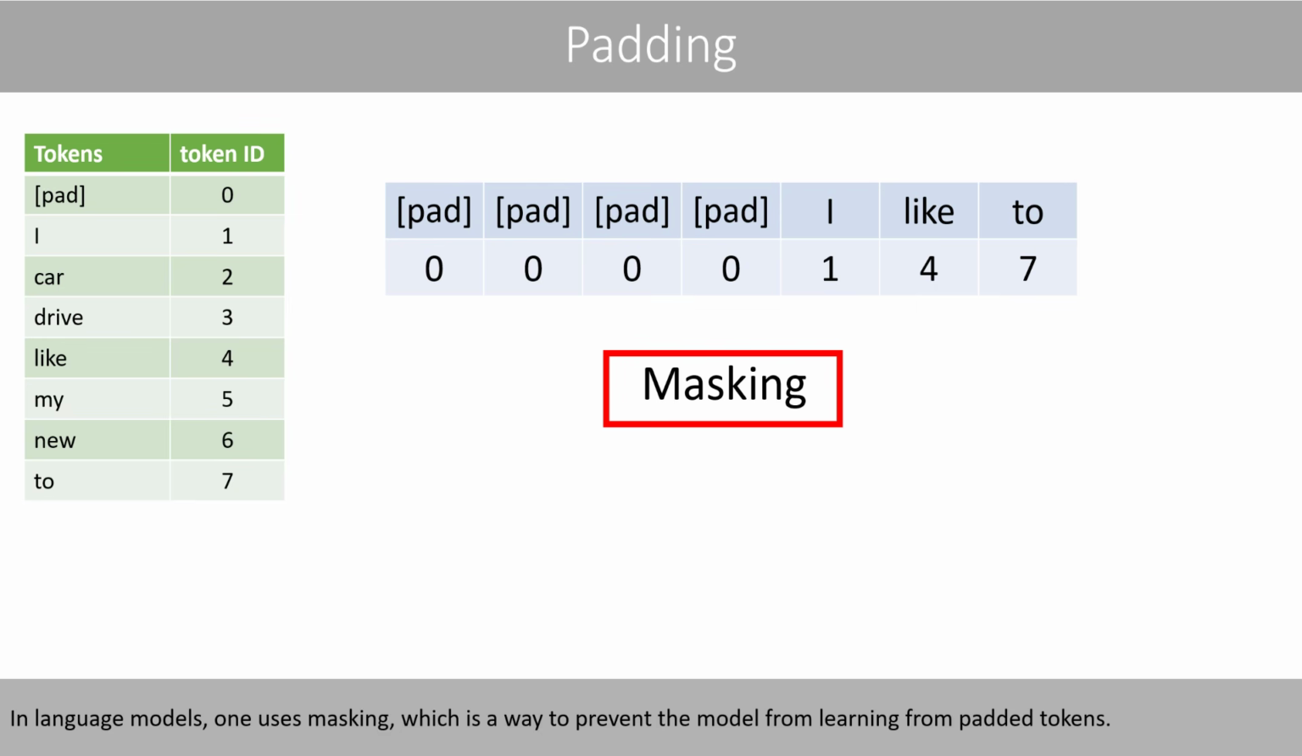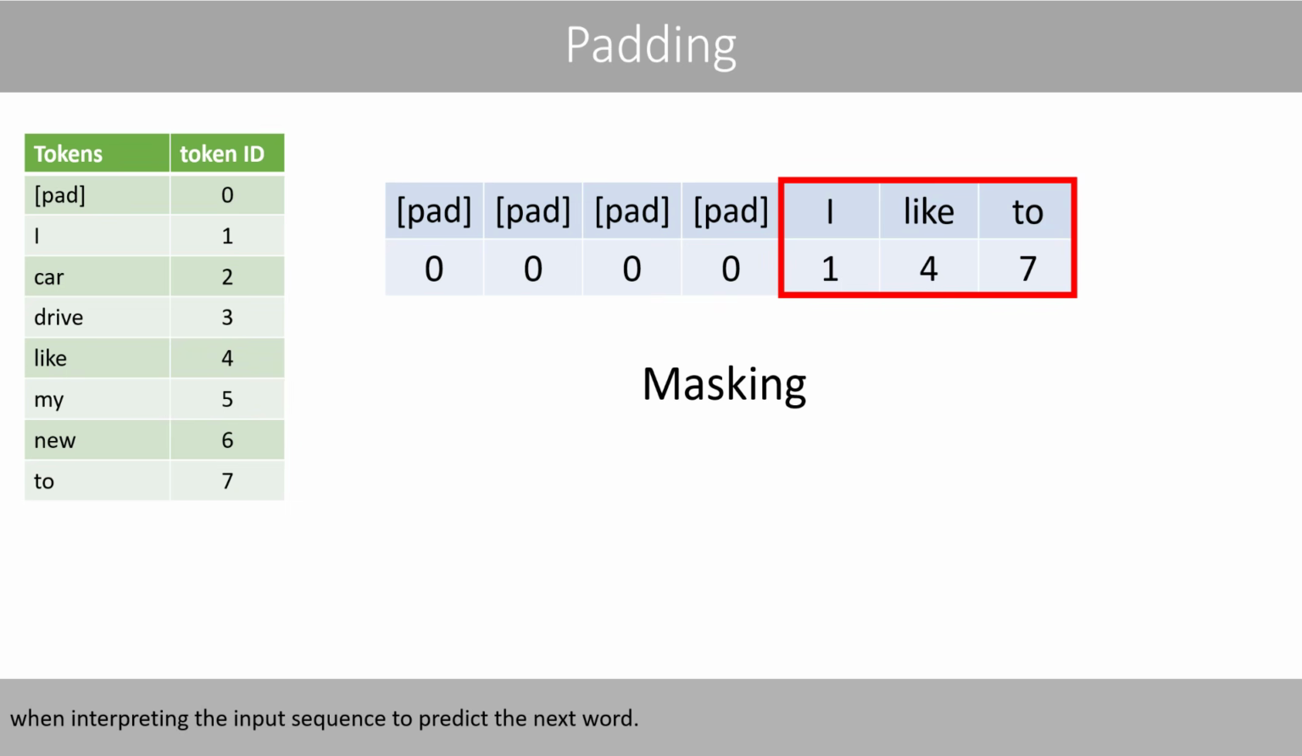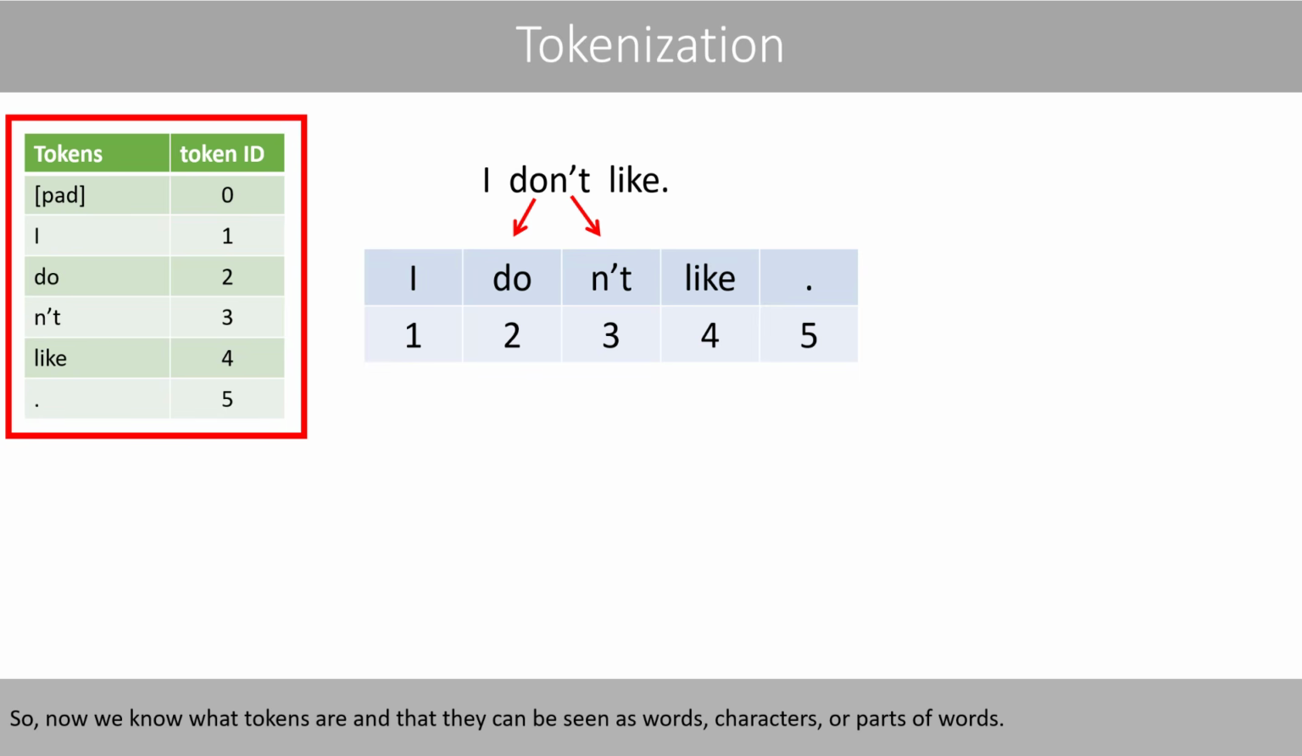In language models, one uses masking, which is a way to prevent the model from learning from padded tokens. By using masking, the model will pay no attention to these padded tokens when interpreting the input sequence to predict the next word. Note that a word may also be split into 2 or more tokens to better interpret the sequence. So, now we know what tokens are and that they can be seen as words, characters, or parts of words.